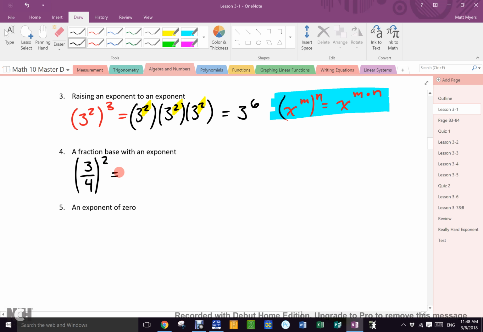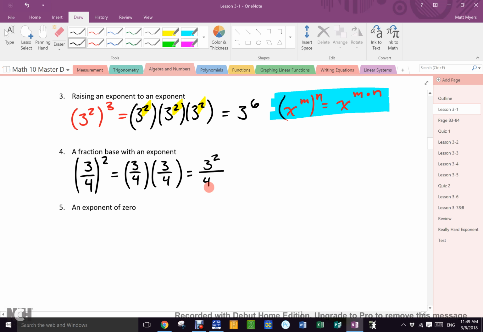Now, what does that mean? What's the base? 3/4. How many of them are there? 2 of them. Now you think back to grade 3 and Mrs. Crumble teaching you how to multiply fractions. And what do you do? 3 times 3, which is 3 squared over 4 times 4, which is 4 squared.